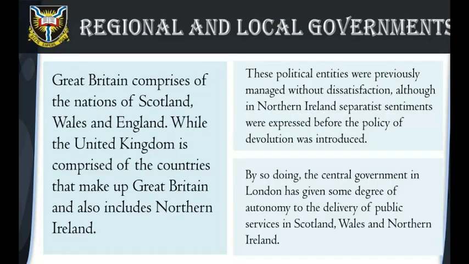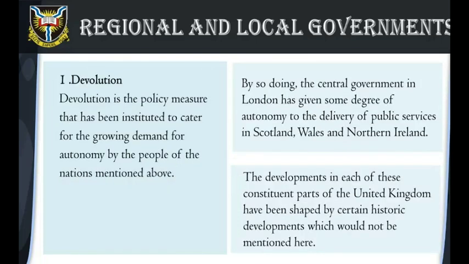Regional and local governments. Great Britain comprises the nations of Scotland, Wales, and England, while the United Kingdom is comprised of the countries that make up Great Britain and also includes Northern Ireland. These political entities were previously managed without dissatisfaction, although in Northern Ireland separatist sentiments were expressed before the policy of devolution was introduced. 1. Devolution.